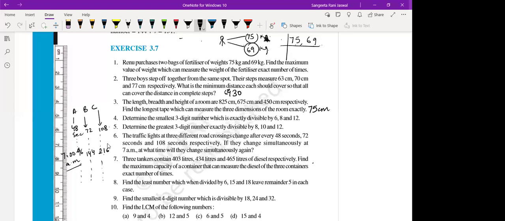Why do we need to find LCM here? That should be the logic. It's not just about finding HCF or finding LCM. Why do we need to find HCF? Why do we need to find LCM? That must be clear.